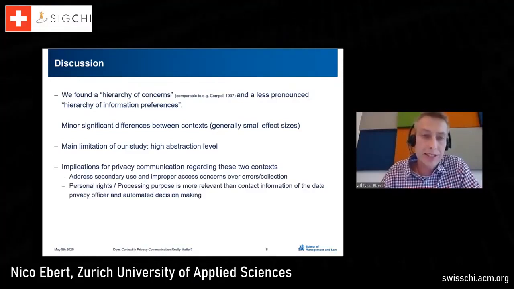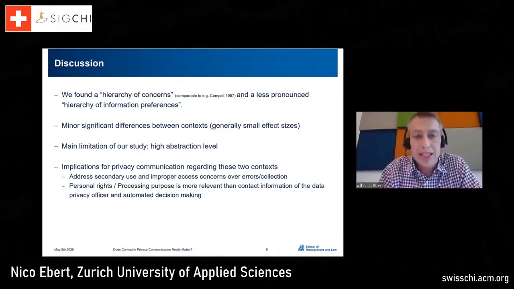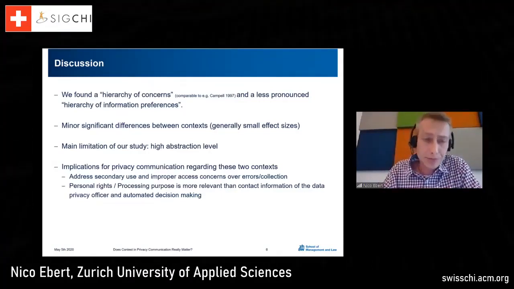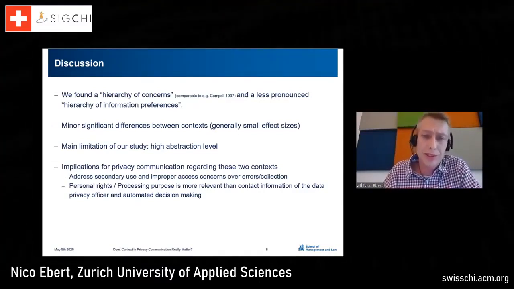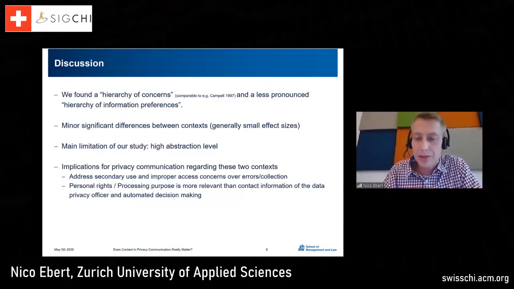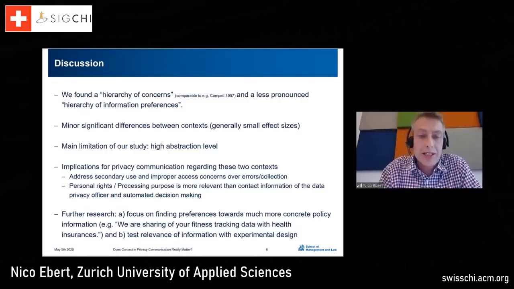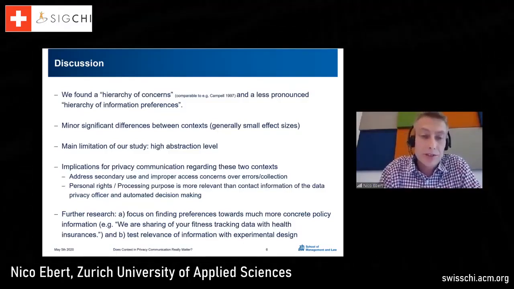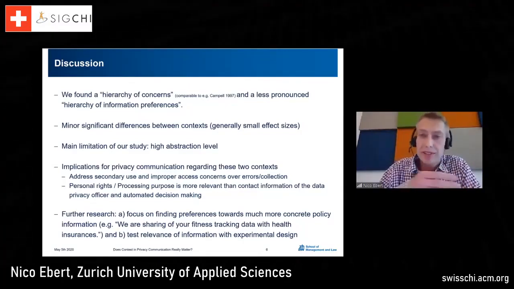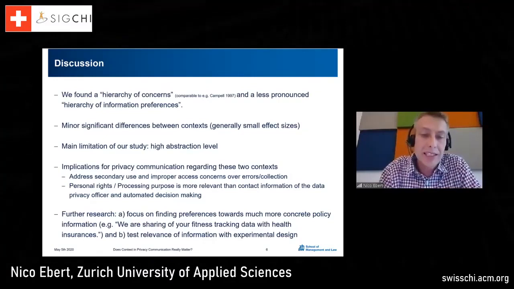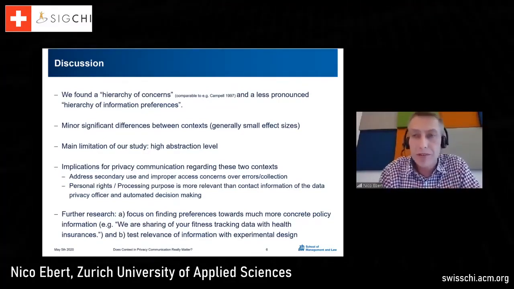Regarding these two contexts, you can say you should probably address secondary use and improper access concerns over errors and collection. And regarding the privacy information preferences, you should probably focus on the personal rights and less, for example, on the contact information of your data privacy officer. For further research, the next idea would be to look at a context in much more detail. Let's say, an app with specific screens, asking people again what information is relevant now, and also taking a very concrete privacy policy of a company.